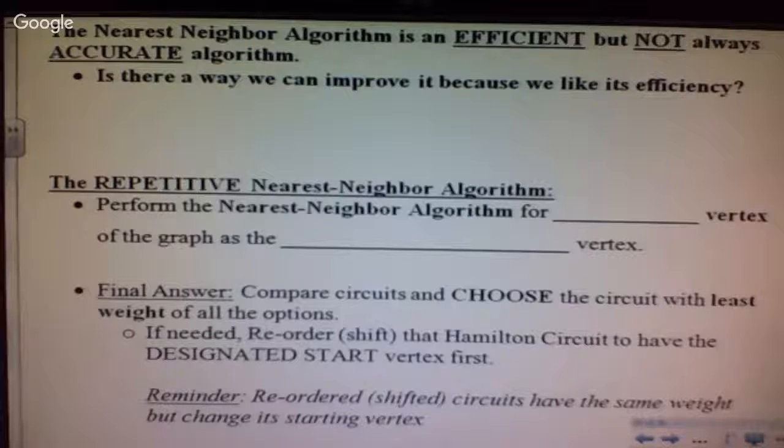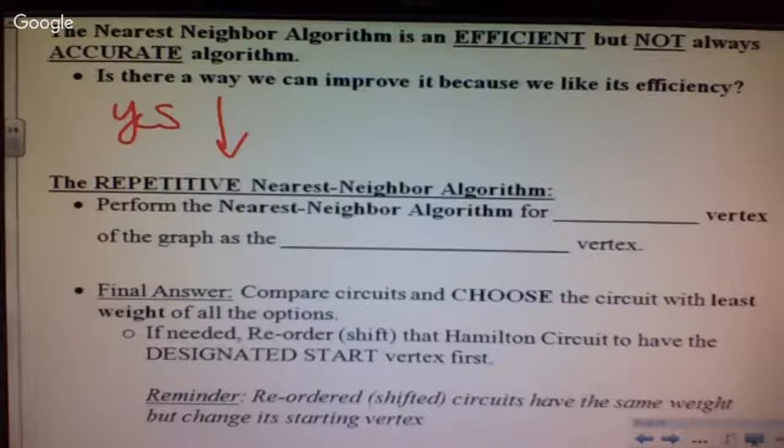All right. So we discussed yesterday that the nearest neighbor algorithm is efficient, but it's not always accurate, because it doesn't always give you the optimal route. It was longer than the actual brute force route. So, is there a way we can improve it, because we like its efficiency? Yes, there is. That method is called the repetitive nearest neighbor algorithm.